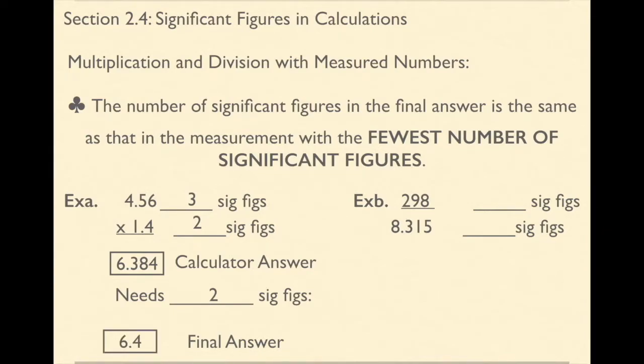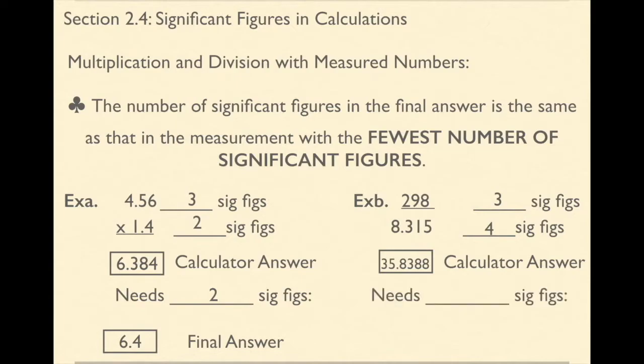For example B, 298 has 3 sig figs, 8.315 has 4 sig figs, and so when I divide, I end up getting 35.8388, and it continues on. Well, since 298 has 3 sig figs, that's how many sig figs I need. And so as a result, I'm going to round this to 35.8 because that has 3 significant figures. Okay? Now, that's if the very final step I complete in my calculation is multiplication or division.